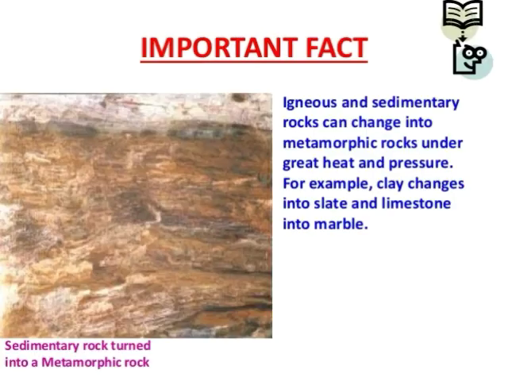Now, some important facts. Igneous and sedimentary rocks can change into metamorphic rocks under great heat and pressure. For example, clay changes into slate and limestone into marble. Understood? Means there are basically three rocks. First is igneous, second is sedimentary. When these two rocks are changed due to high pressure and temperature, then they form metamorphic rocks, like clay changes into slate and limestone into marble.